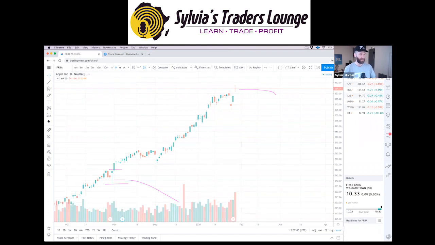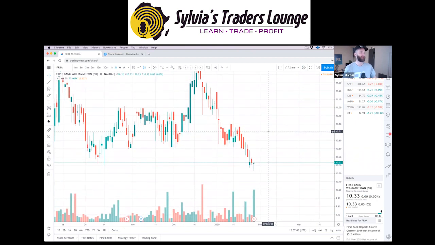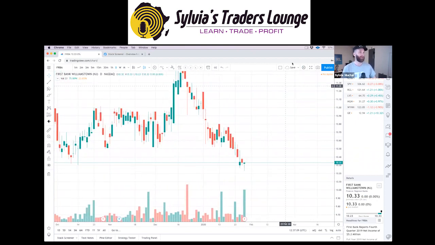FRBA, First Bank, Williamston. So you definitely have a hammer. Here it is. Now, this is not my favorite hammer. It's an okay hammer, because I mentioned, if you remember, Sylvia, that I wanted a little bit of a bigger candle body, and I also wanted an upper shadow. So this particular candle doesn't have any upper shadow at all, which is fine, but no specific upper shadow.